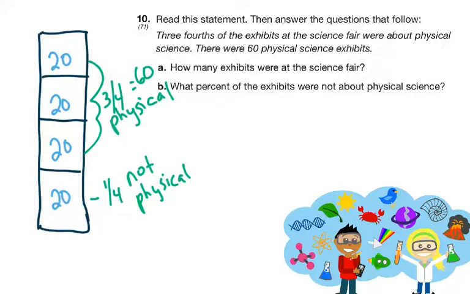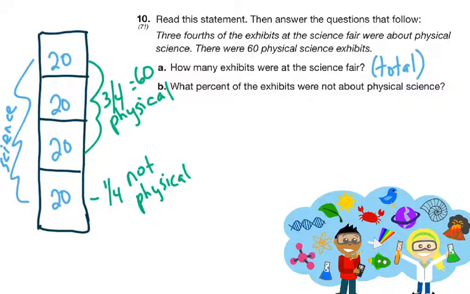Then you're going to answer the question, how many exhibits were at the science fair? Well, this whole diagram is the science fair, so how many total do you have in those boxes? That's going to be your answer to A. So A is your total. Don't write total on your paper. Tell me what the total is.